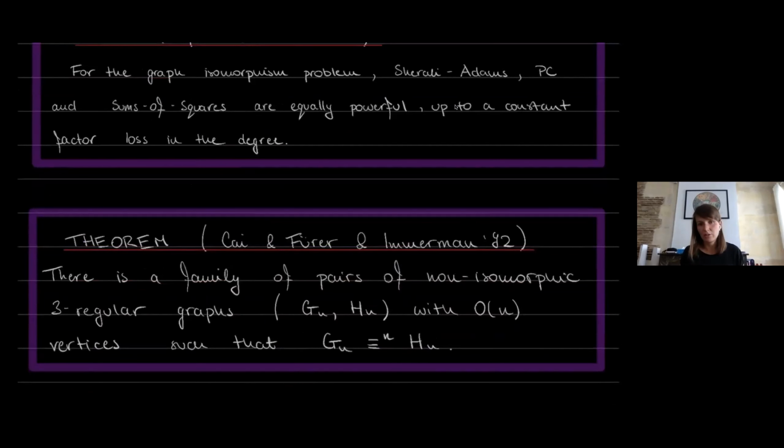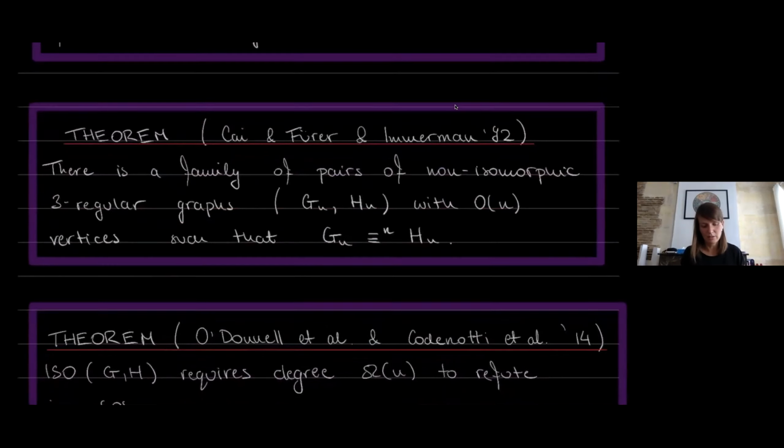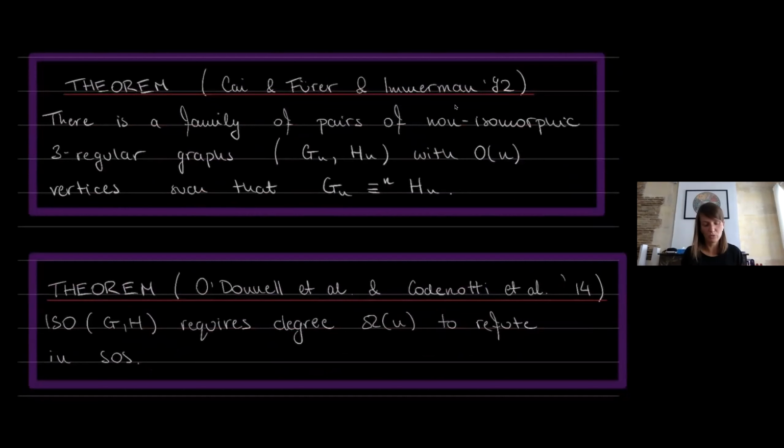Then I repeat here the theorem by Cai, Fürer and Immerman, and this can clearly be used. Once we have this expressibility of proof search, we can immediately conclude that the graph isomorphism problem requires a linear number of variables to refute in sum of squares. This has been shown by two independent papers, by O'Donnell and co-authors and Codenotti and co-authors, around 2014. They used different methods to show this, and it was actually quite a lot of work. Once we know that proof search is expressible in this infinitary counting logic for bounded degree SOS, then this is basically immediate.